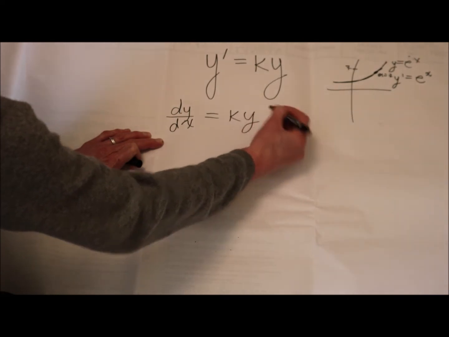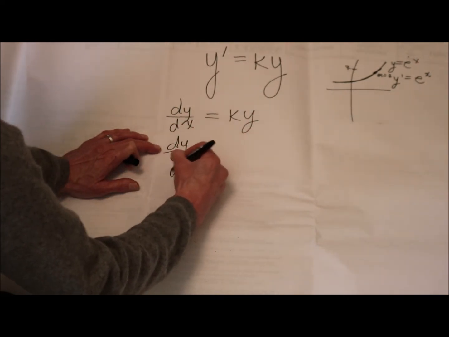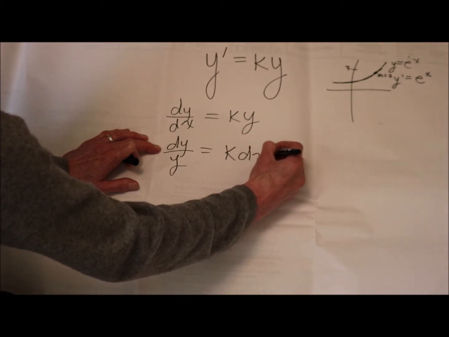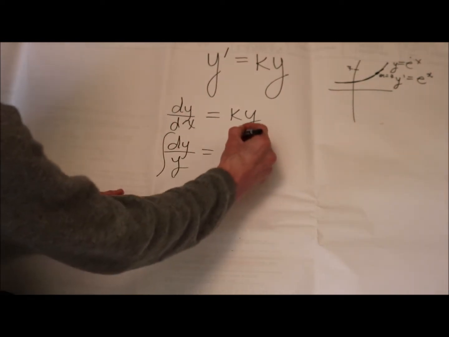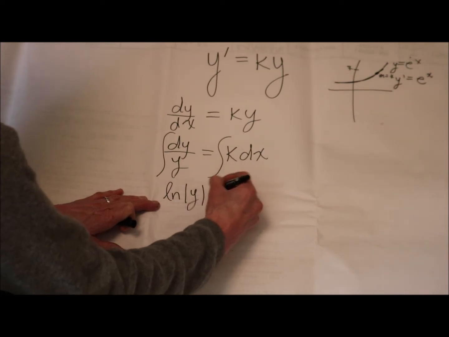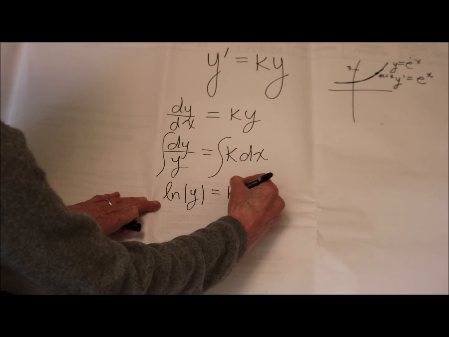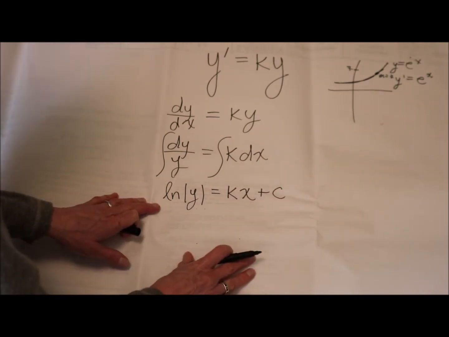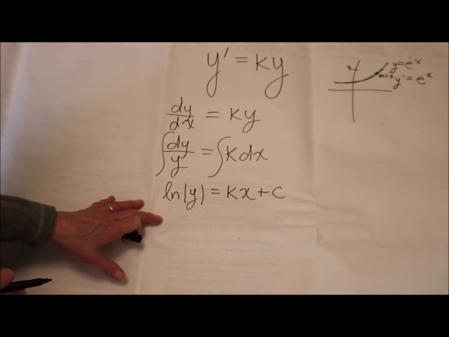This certainly looks separable. I'm going to divide by y. And it doesn't really matter where the k goes. I'm just going to leave it over here so the dx isn't lonely. All right, I'm going to take the integral of both sides. This will give me the natural log of the absolute value of y. Taking the antiderivative of k with respect to x, so that's the constant times x plus some other constant. That k and that c are obviously different constants.